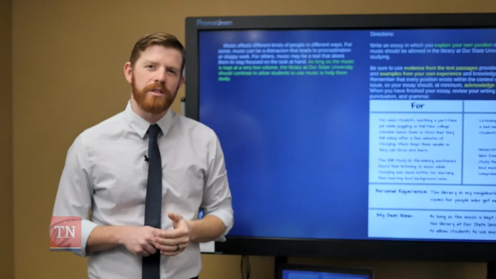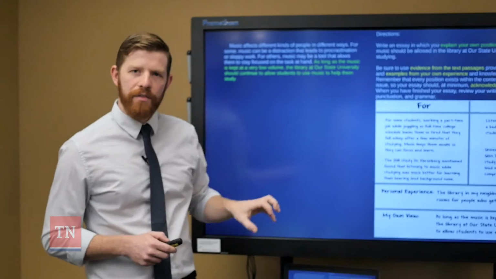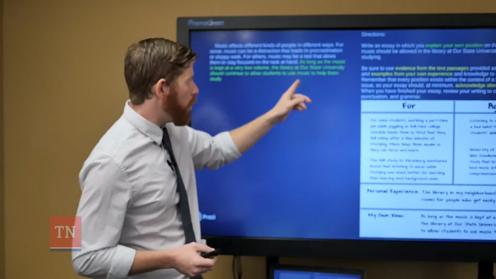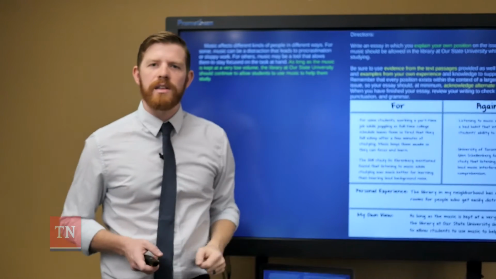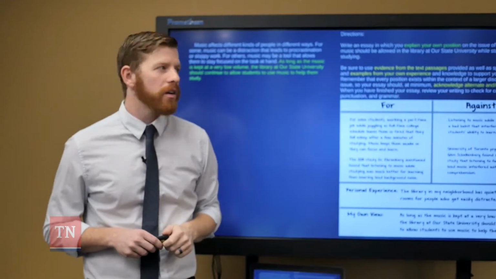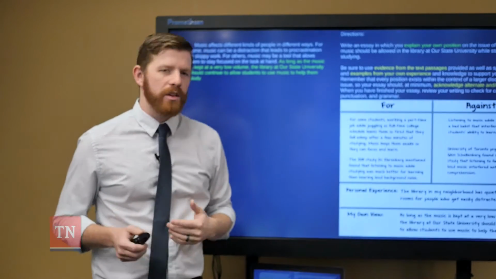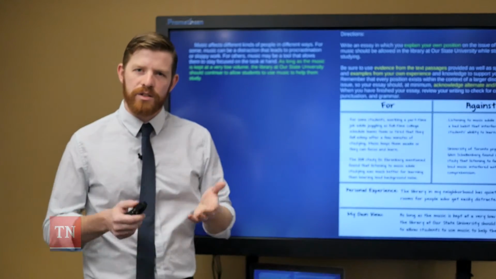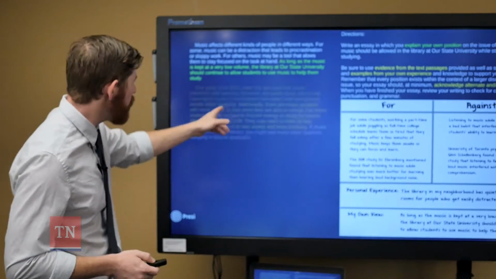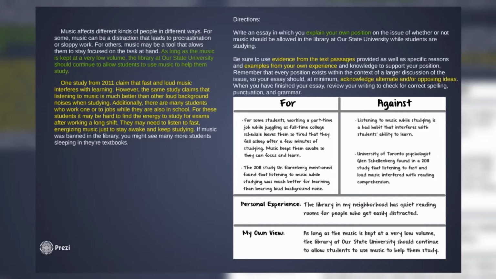The next thing we want to do is put a body paragraph or two in there that uses evidence from the text passage to really support our argument and uses examples from our own experience, again, to just make our argument a little bit stronger. And lastly, we want to acknowledge other opposing ideas, again, just so we can make our own argument a little bit stronger. So we'll begin by saying, one study from 2011 claimed that fast and loud music interferes with learning.